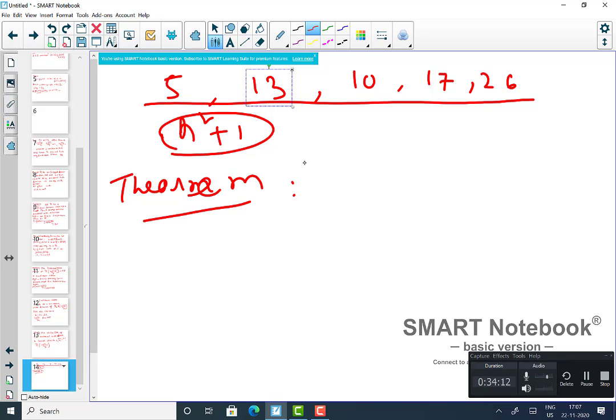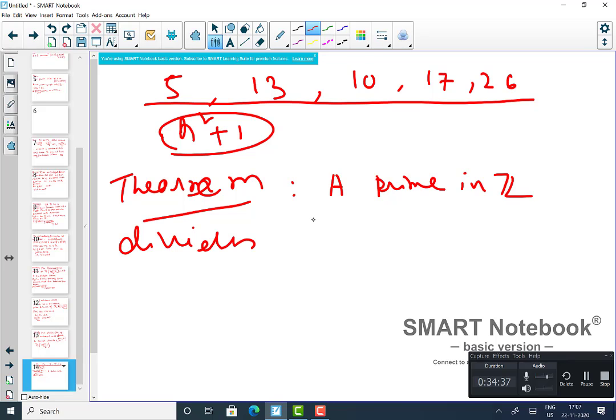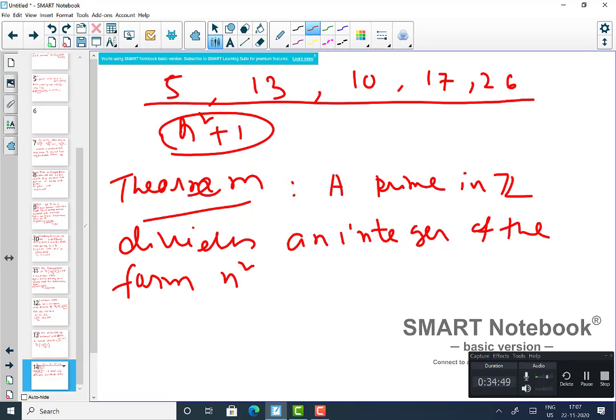So let a rational prime, like a prime in Z, divide an integer of the form, say, n square plus 1 in Z. That is true if and only if there are two cases.